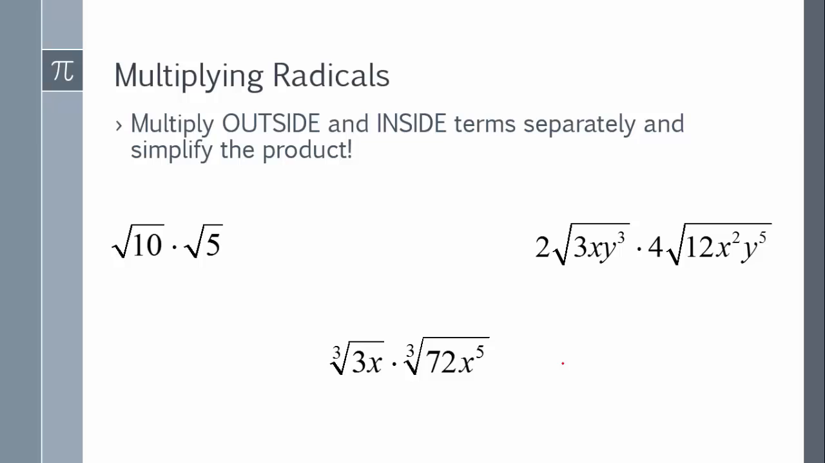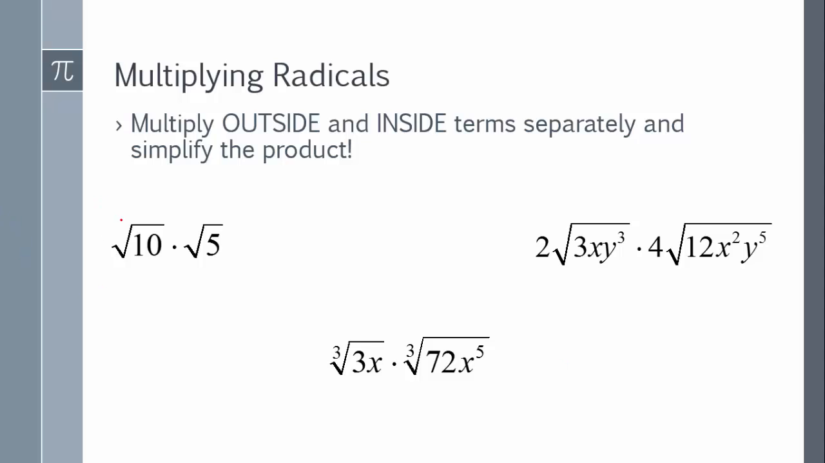Okay, next we're going to do multiplication of radicals. Okay, the big idea with multiplying radicals and really most operations with radicals, outside numbers and inside numbers are always going to keep themselves separate from each other. So for multiplying radicals, we're going to multiply outside numbers if applicable and the inside numbers separate, and then simplify the one new radical that's formed.